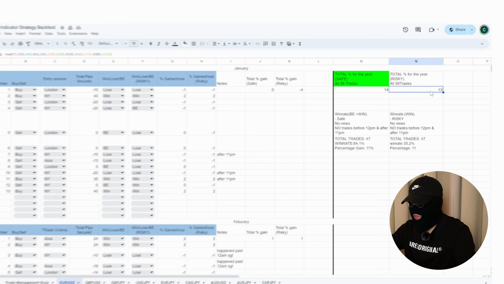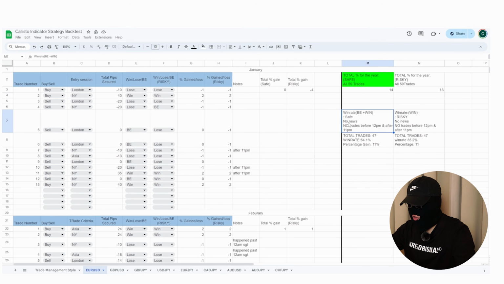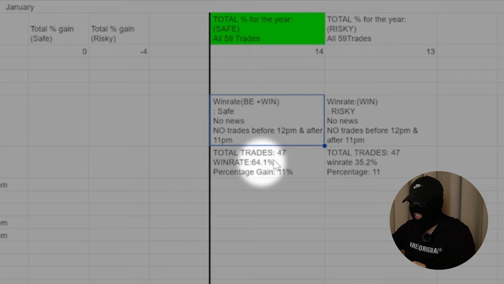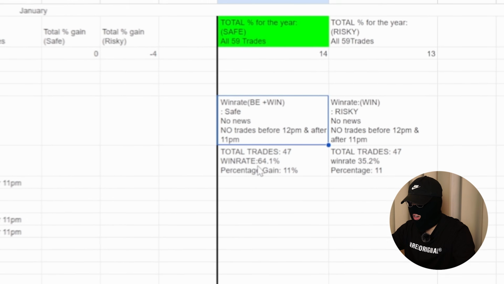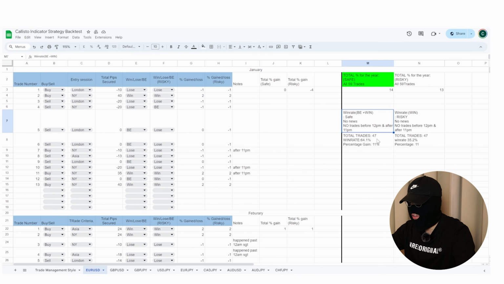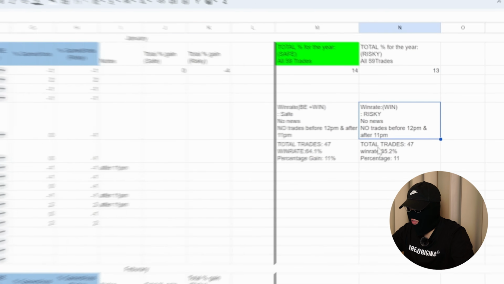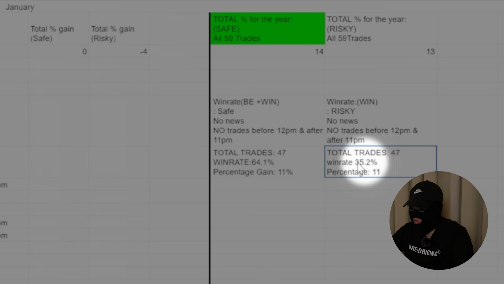The win rate for the safe risk management style with no news trading and only from 12 p.m. GMT plus 8 in the afternoon to 11 p.m. GMT plus 8 at night yielded an average of 64.1% for the entire year of 2023, accounting for all break-evens and full take profits, gaining 11% on a 1% risk. On the other hand, for the risky management style, it yielded an average of 35.2% win rate through the year, but yet it yielded the same result.